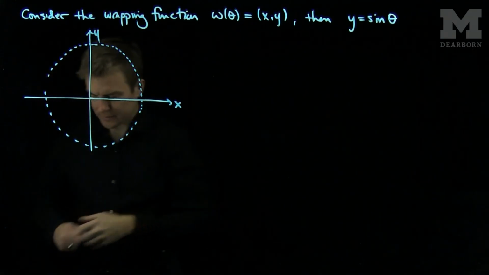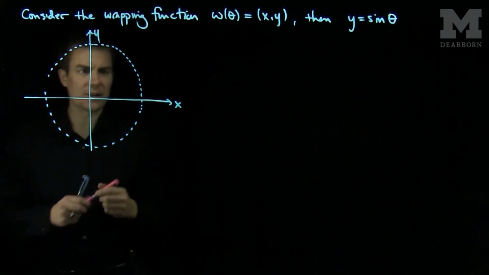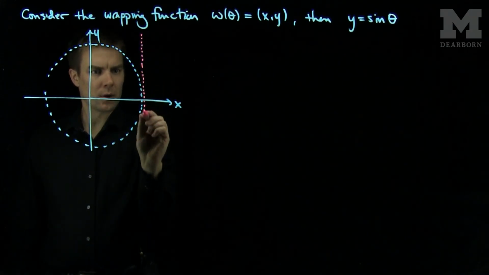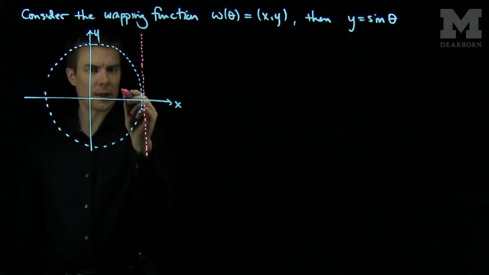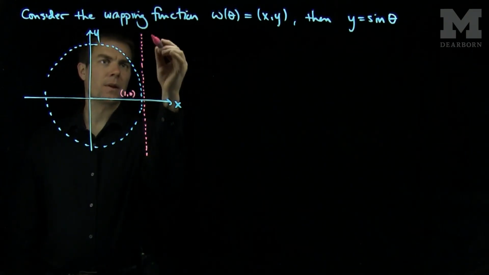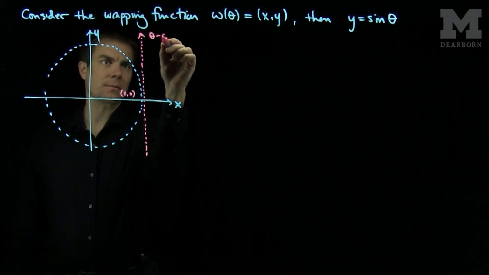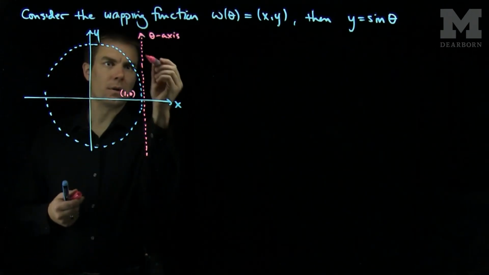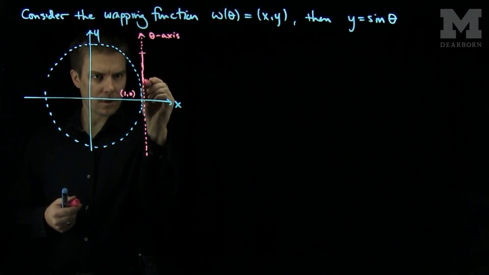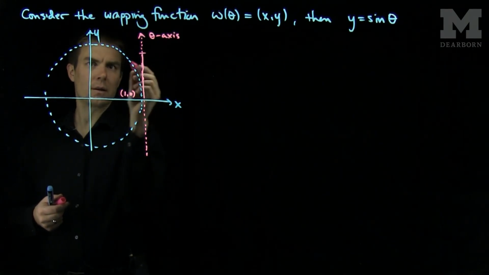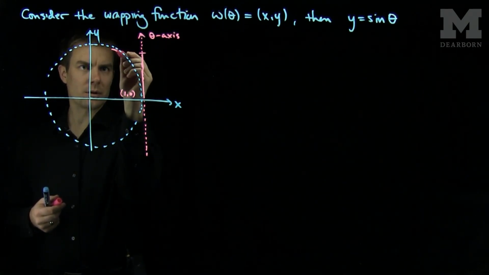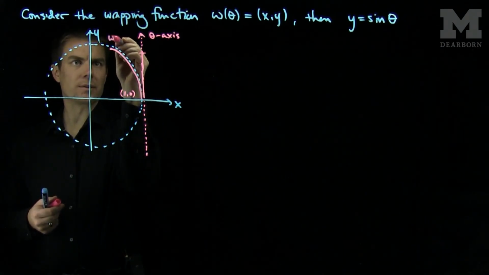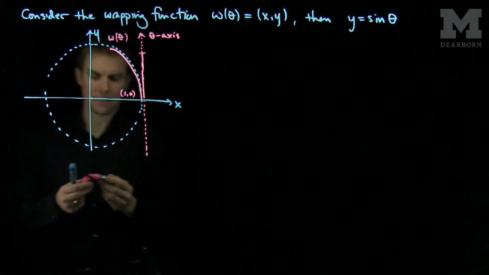And we draw the line that is tangent to the unit circle at the point 1, 0. That's the point 1, 0. This is my theta axis. And if we wrap any interval from 0 to theta around the unit circle, we get to this point, w of theta.